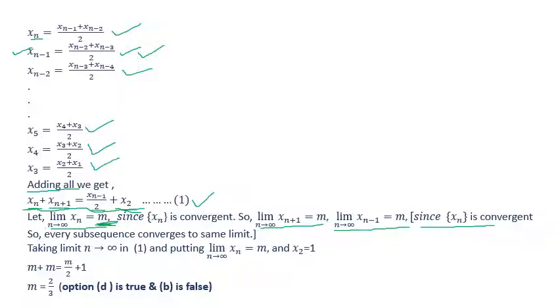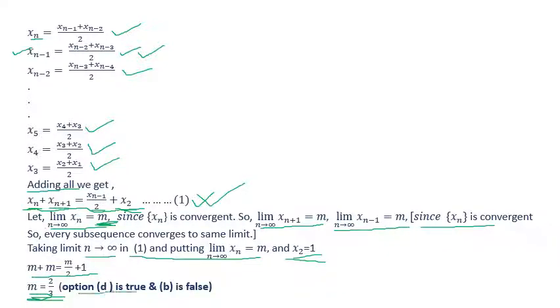So now taking n tends to infinity in equation 1 and putting the limit of xn equal to m and x2 equals 1, we take the limit in this equation and put in all the values of the limit as well as the value of x2, which is 1. We get m plus m equals m by 2 plus 1, right? So m equals 2 by 3, m equals 2 by 3.